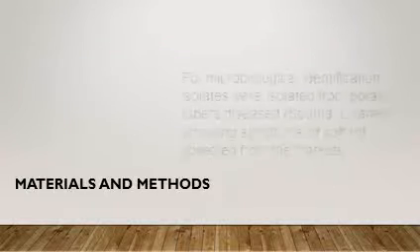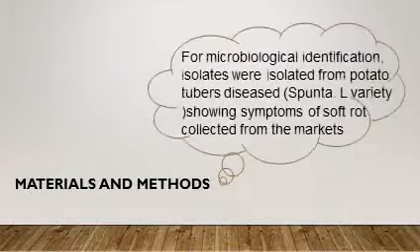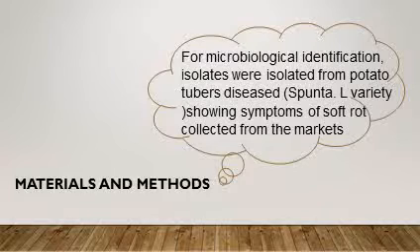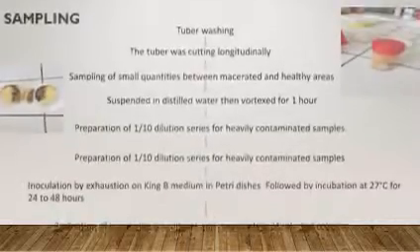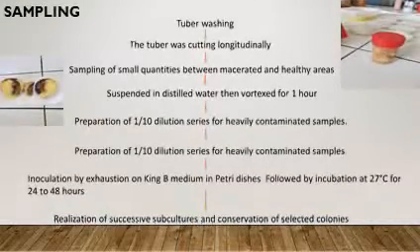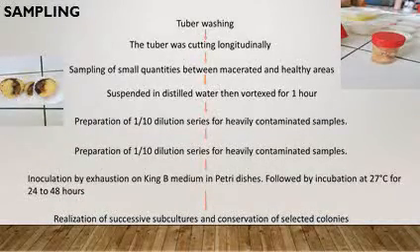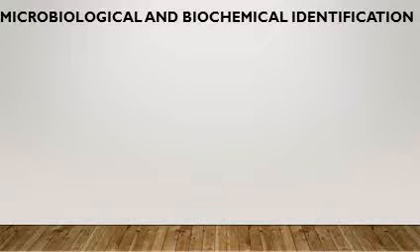Our objective was to deepen our knowledge of the biodiversity of microorganisms present in the potato rhizosphere. For the microbiological identification, isolates were obtained from diseased potato tubers showing symptoms of soft rot, collected from the markets. The sampling was done according to the following protocol, and the identification of the bacterial strains was based on the determination of morphological and biochemical characteristics.